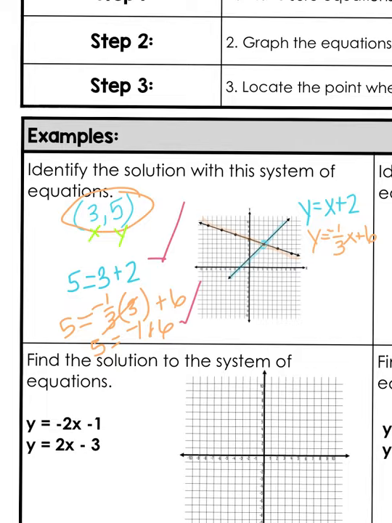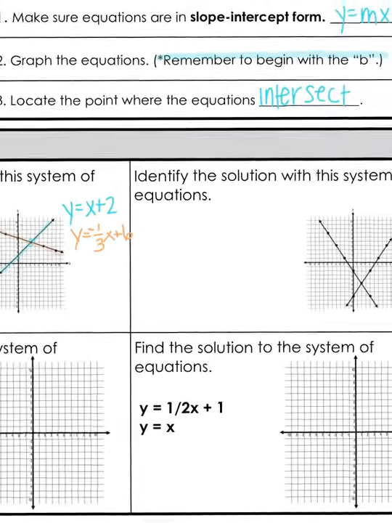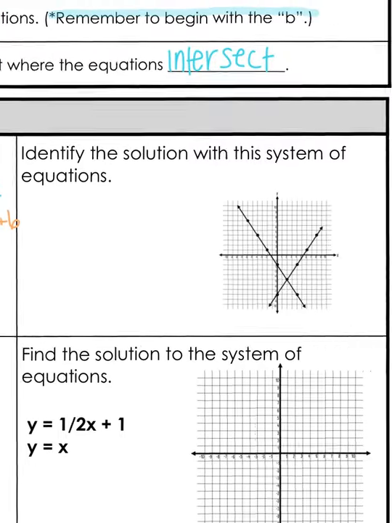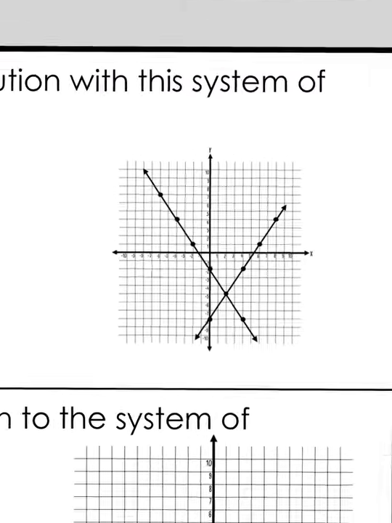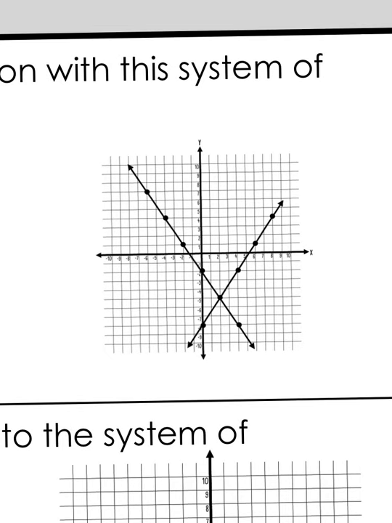All right, moving on to the next example. This time we're just going to identify. So identify the solution of this system of equations. I'm going to zoom in. At what point do my two lines intersect? Well, if we look here, we're at 2, negative 5. So my coordinates are (2, -5). That is the solution to that system of equations.